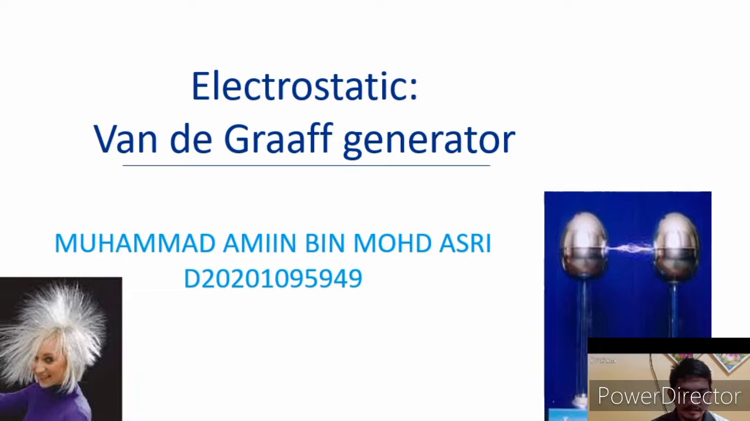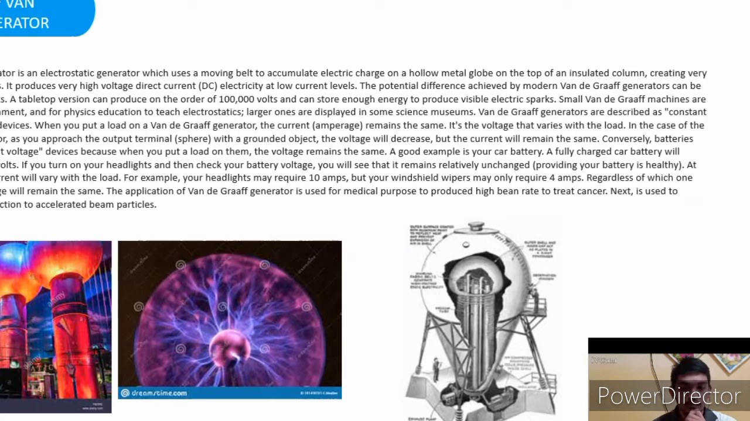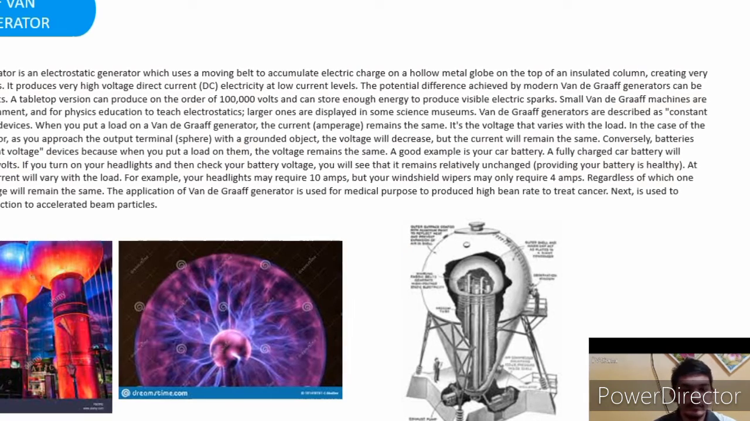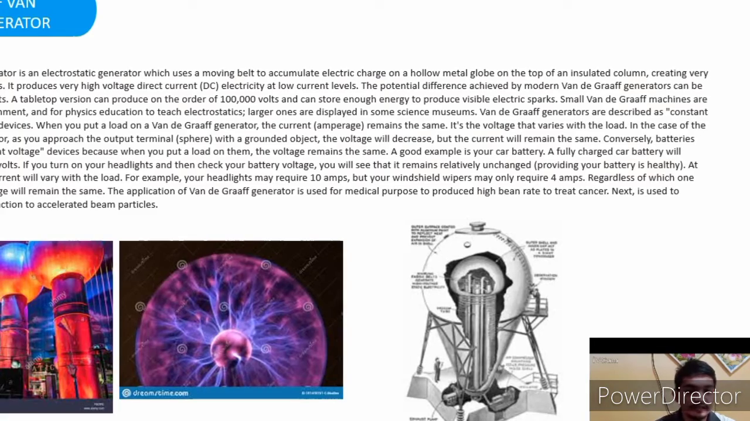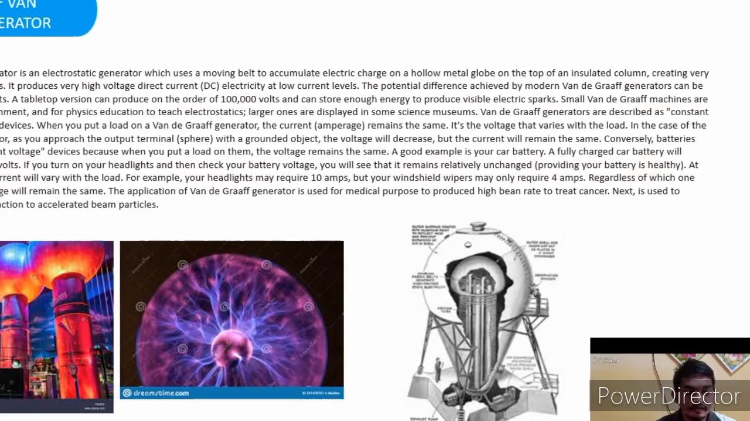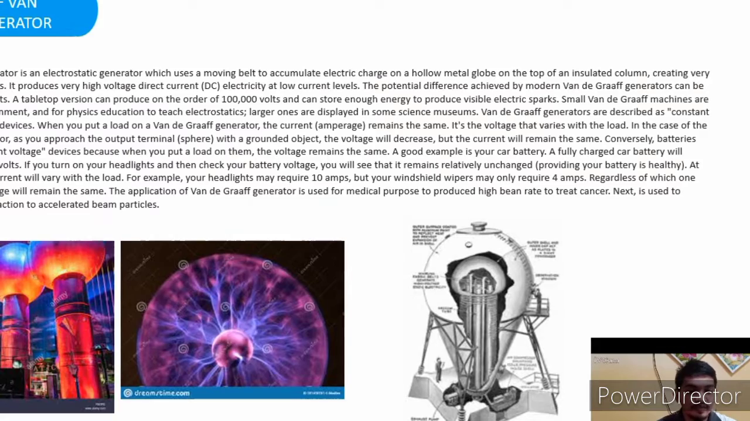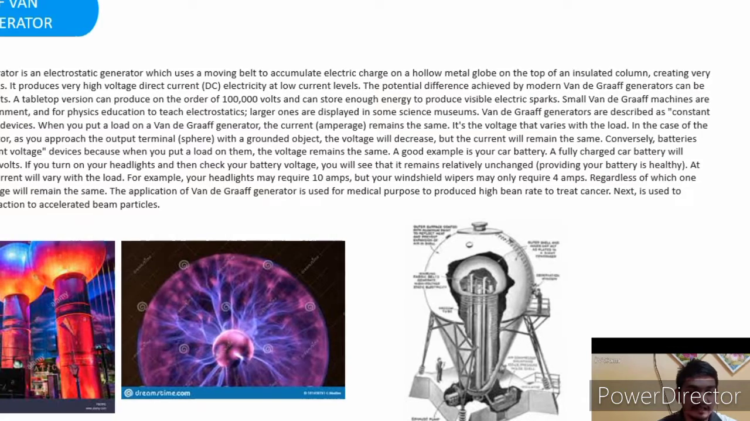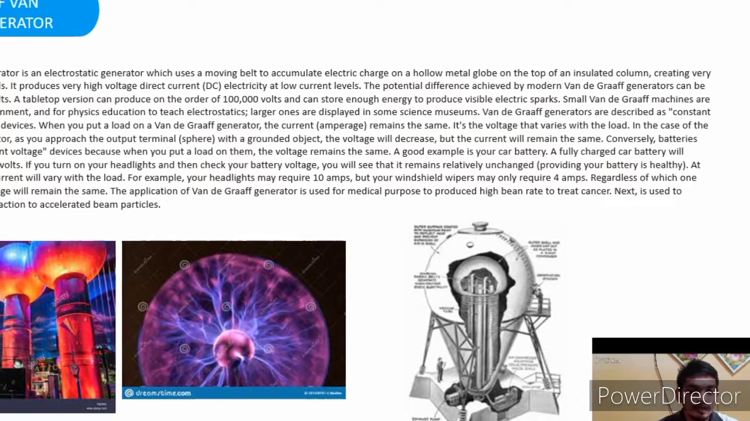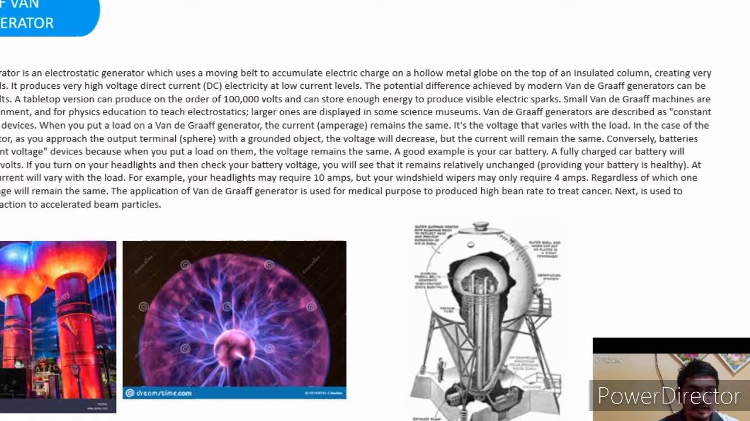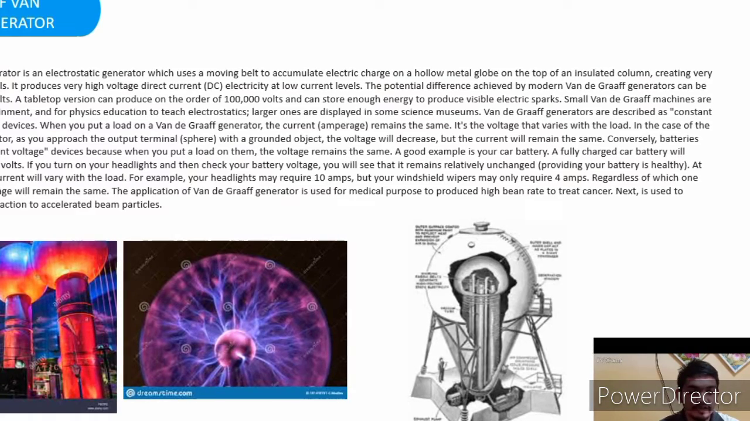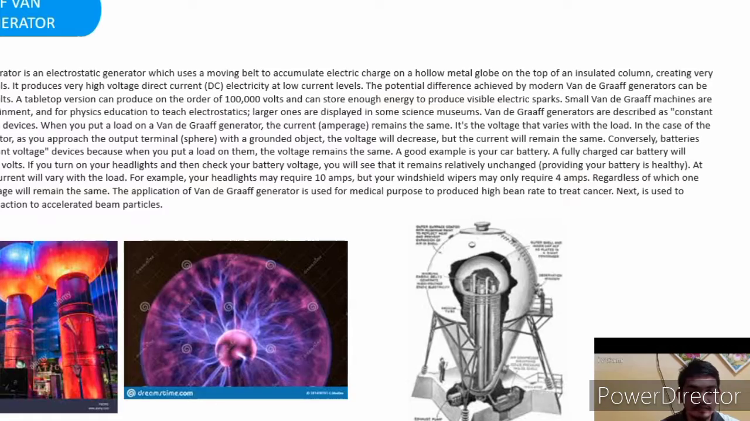Today I want to talk about electrostatics, which is the Van de Graaff generator. Now let's look at the application of the Van de Graaff generator. It is an electrostatic generator which uses a moving belt to accumulate electric charge on a hollow metal globe on top of an insulated column, creating a very high electric potential.